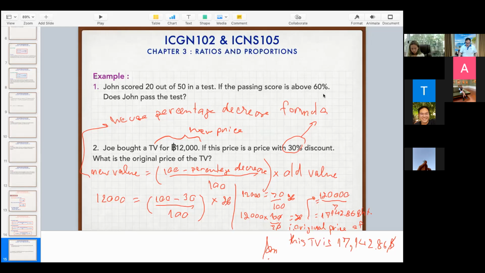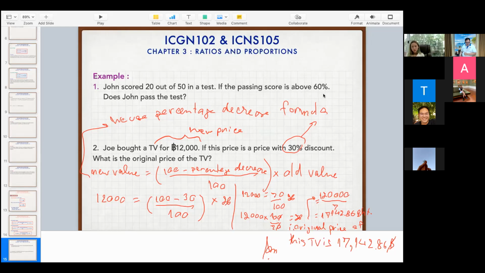But for anyone who is not sure how to calculate the value, like 12,000 divided by 70 times 100 to get the original price, you may have to remember the formula to be used. But if you say, okay, I use my instinct and it's correct all the time, you can use this one, no problem, I don't mind. Okay, right?